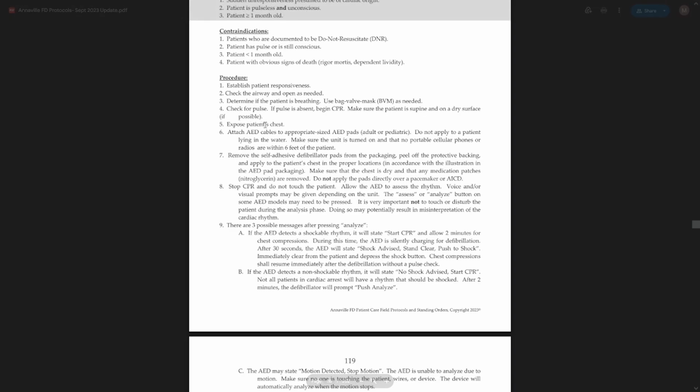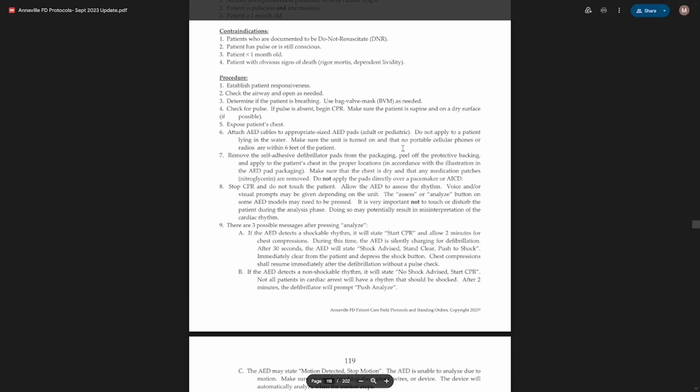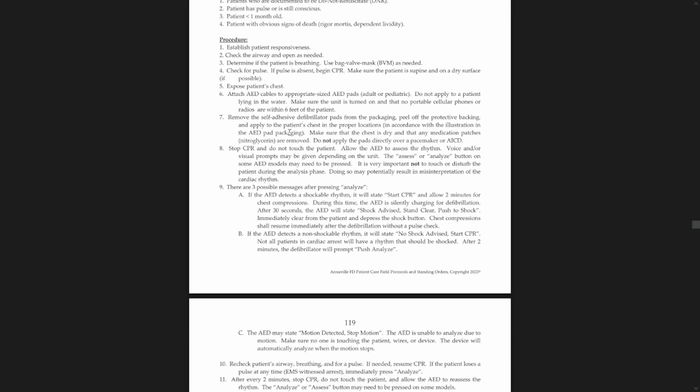Expose the patient's chest. Attach an AED cable to the appropriate size AED, either adult or pediatric. Do not apply to a patient lying in the water. Make sure that the unit is turned on and that there are no portable cellular phones or radios within 6 feet of the patient. I didn't know that. Oh my gosh.